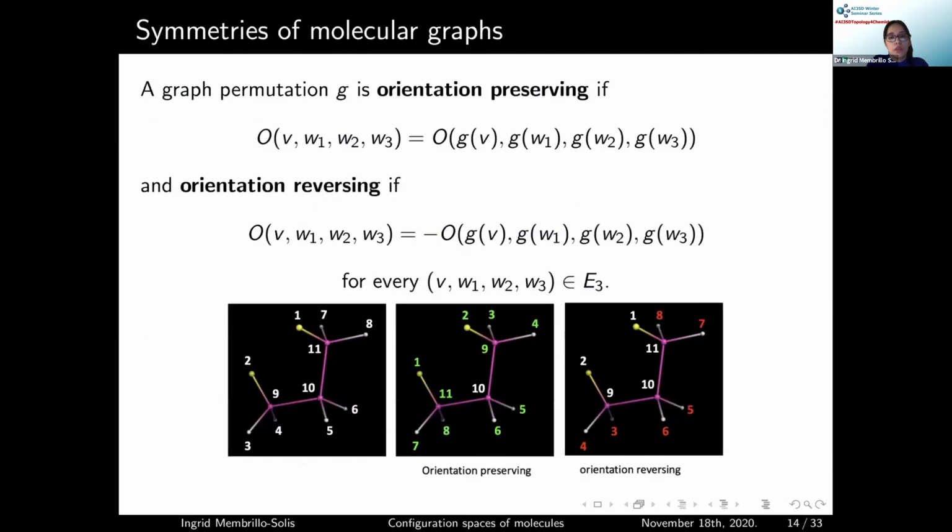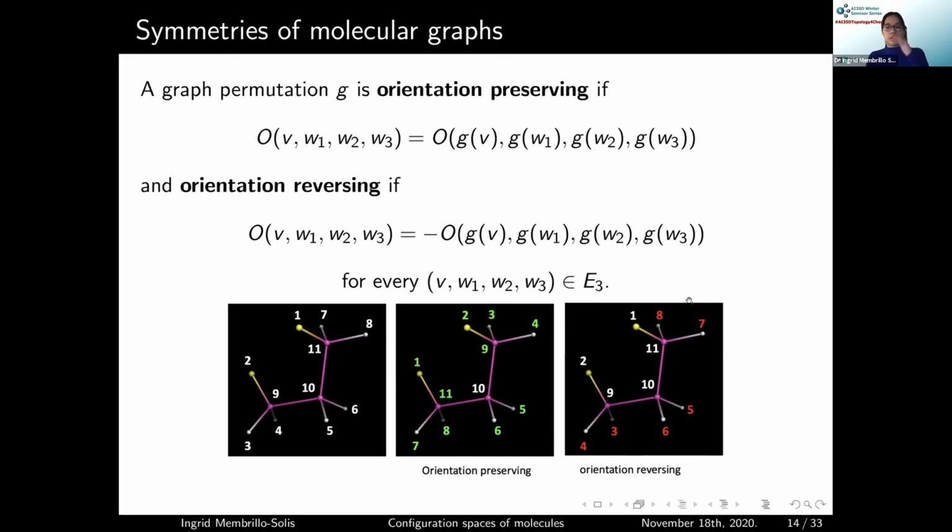Okay, so a graph permutation is orientation preserving if, after applying our operation to these vertices of G, the orientation doesn't change for every triple of adjacent edges. And we say that it is orientation reversing if, when we apply this permutation to the triples of vertices, the sign of the orientation changes for every triple of vertices in our molecule.